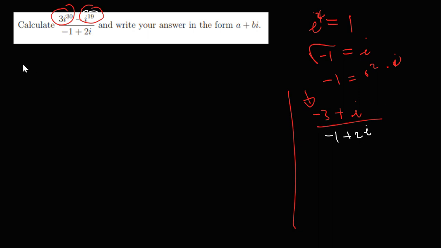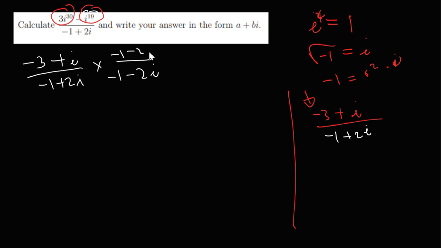Then the normal problem that you want to start here: plus I, all over minus 1 plus 2I. Then what do you do here? If you're dividing complex numbers, you multiply by the conjugate, which is going to be minus 1 plus, oh, it's plus, so it should be minus 2I. Because when we multiply the bottom by the conjugate, we do the same thing on top as well.